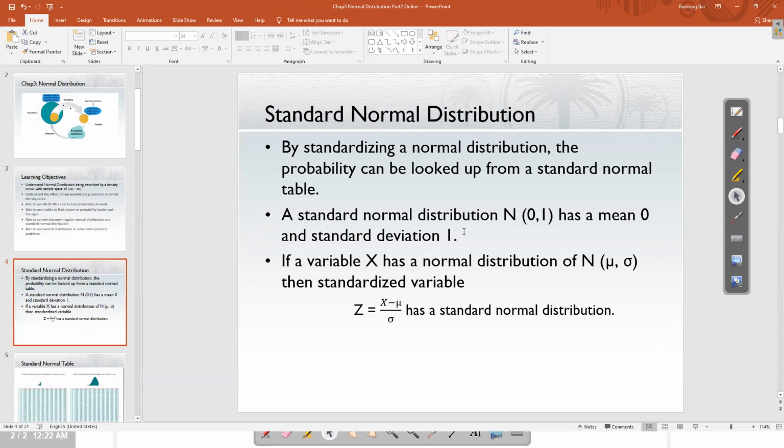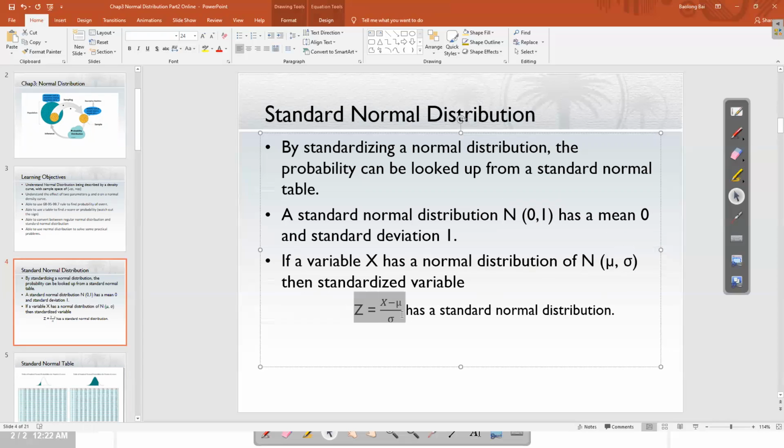This is what I already went over last class also. Standard normal distribution, Z distribution, is normal distribution with population mean equal to 0 and population standard deviation equal to 1. And any other normal distribution with a different population mean and different population standard deviation can always be standardized into Z by a simple transformation: Z equals X minus mu divided by sigma.